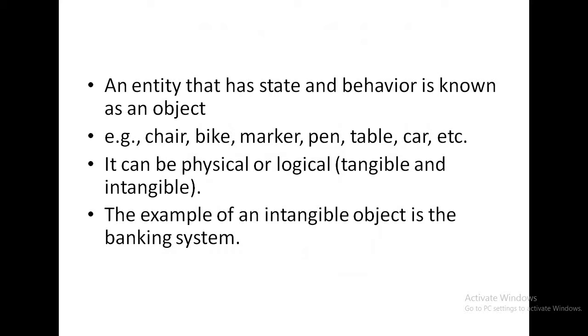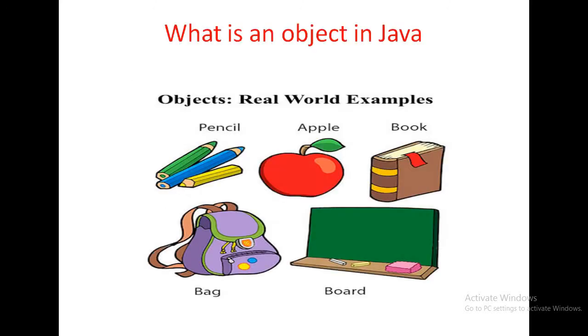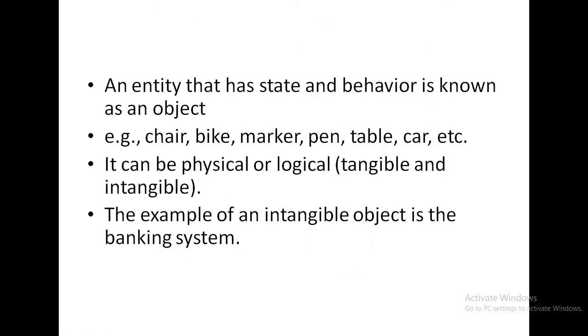Okay. So what is basically an object? An entity that has state and behavior is known as an object. Okay. Any entity. Consider the pencil. If a pencil has a state and behavior, then it is considered an object. There are many examples here, like chair, bike, marker, pen, table, car, etc. These are nothing but objects in Java.